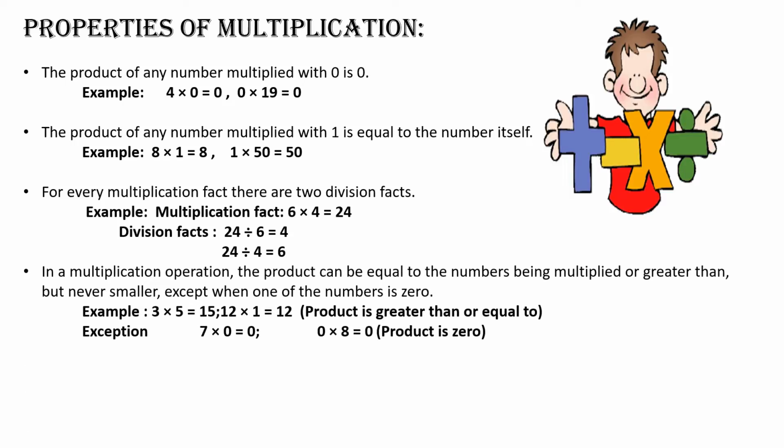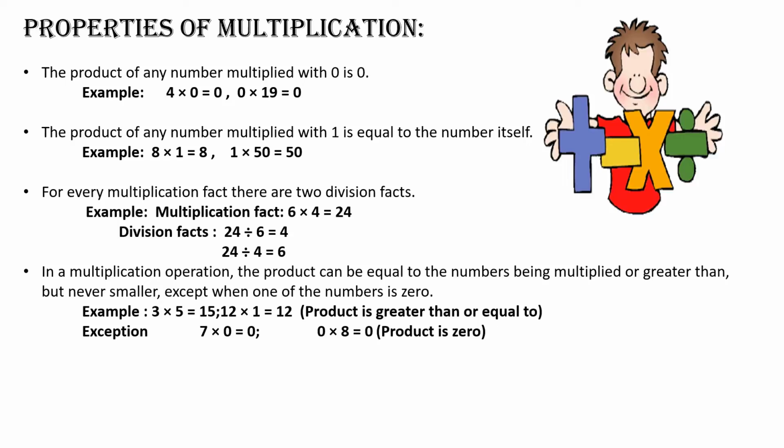And in a multiplication operation, the product can be equal to the number being multiplied or greater than it, but never smaller, except when the number is 0. So for example, when I am multiplying 3 into 5, the product is greater than 3 and 5. 3 into 5 is 15, which is more than 3 and 5. 12 into 1 is equal to 12, so the product is equal to 12. The product is always greater than or equal to the number which we multiply.